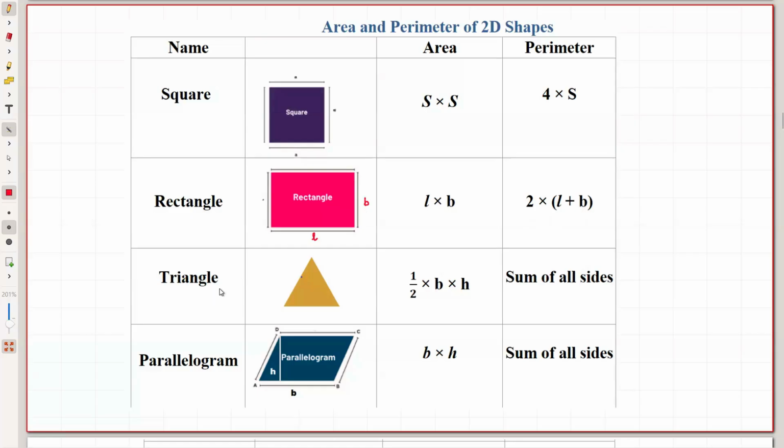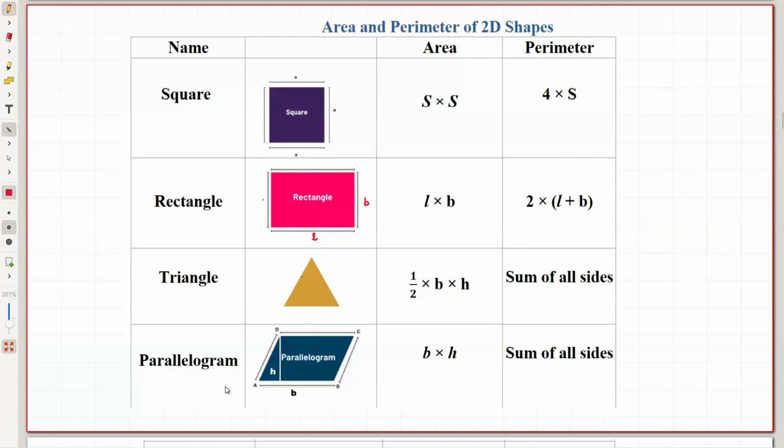Then area of the triangle is half base into height. If the height is given, we use half base into height. The perimeter means the sum of all its sides. For all the shapes, if you don't know the formula for perimeter, just add all the sides. A plus A plus A plus A. If you take S, S plus S plus S plus S is 4S. If you add L plus B plus L plus B, you get 2 times L plus B.